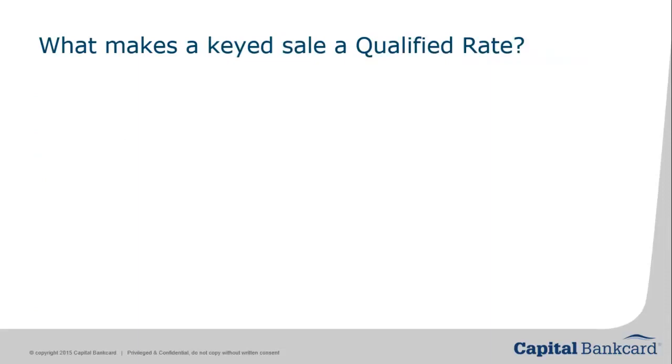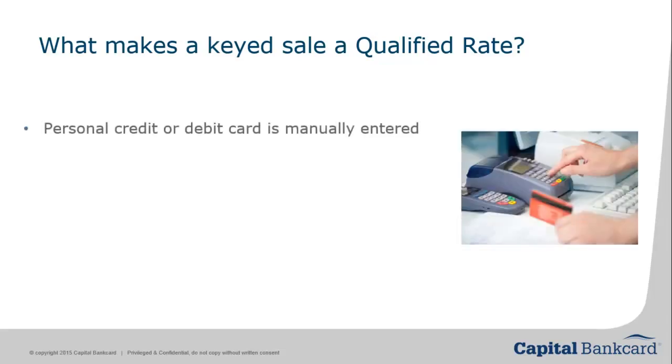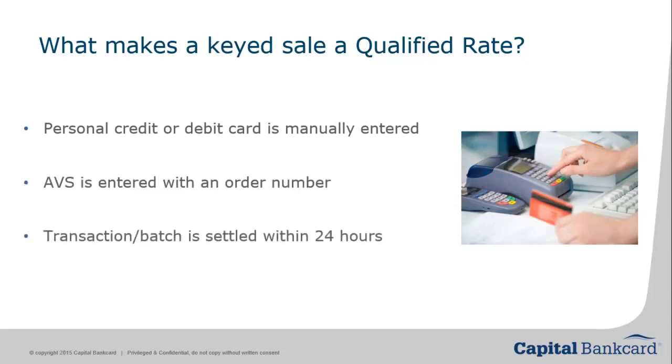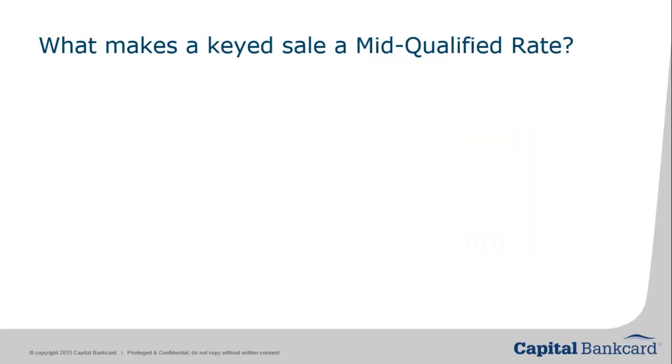So what would make a keyed sale fall to a qualified rate? So we're talking keyed accounts now, your keyed face-to-face, Moto, and internet. Any personal credit or debit card that's manually entered, AVS is entered with an order number, and the transaction or batch is settled within 24 hours.